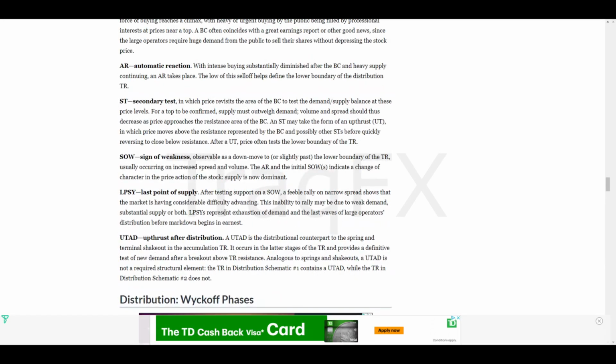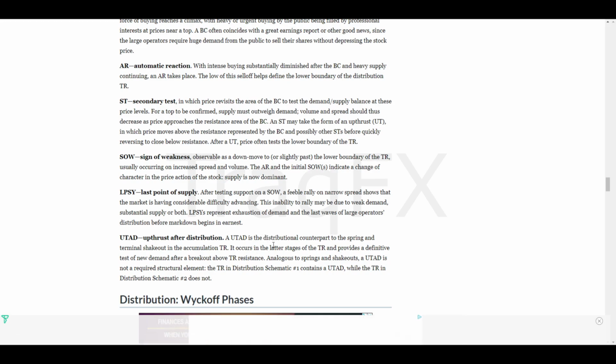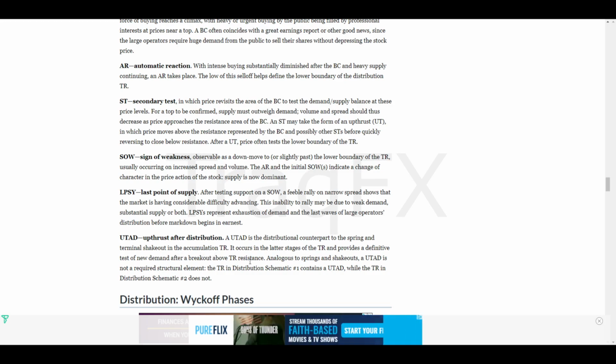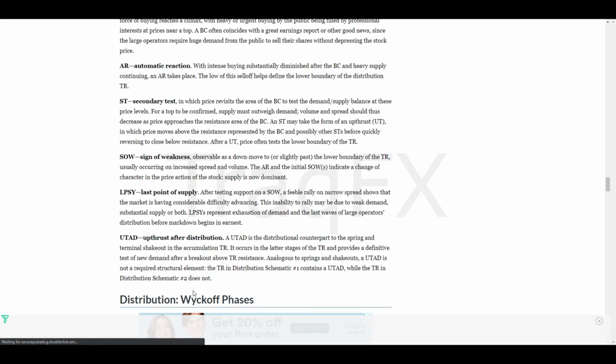Now the UTAD. A UTAD is an upper thrust after distribution. This is the distributional counterpart to the spring and the terminal shakeout in the accumulation trend, meaning the opposite. It occurs in the later stages of the trend and provides a definitive test of new demand after a breakout above trend resistance. Springs, shakeouts and upper thrusts after distribution are not a required structural element. The trend in distribution schematic 1 contains a UTAD, while the trend in distribution schematic 2 does not.